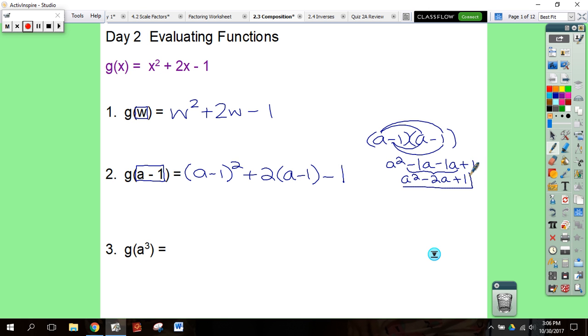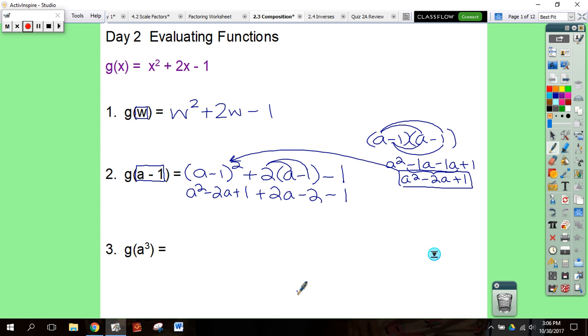So this part right here replaces this part right here, this whole a minus 1 squared. So a squared minus 2a plus 1. And then with this part, we just distribute the 2. So plus 2a minus 2, and then the minus 1 just drops down.